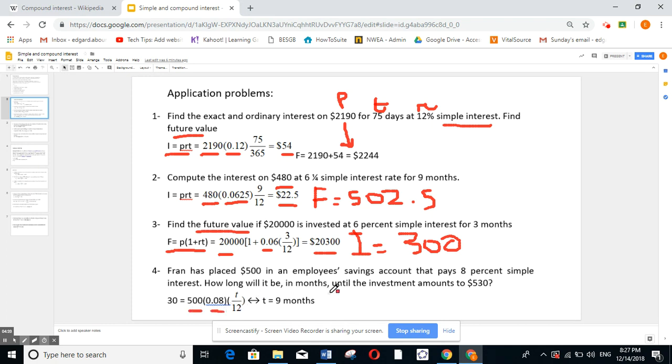How long will it take in months for the investment amount to reach 530? From 500 to 530, you have interest of $30. How many months? Because I want it in months, I divide T by 12, because T is in years. So I get 9 months.